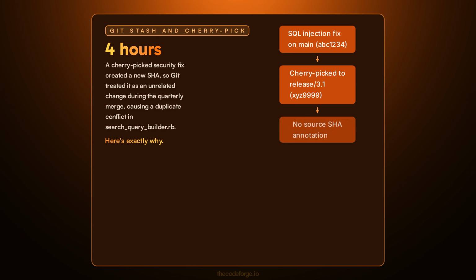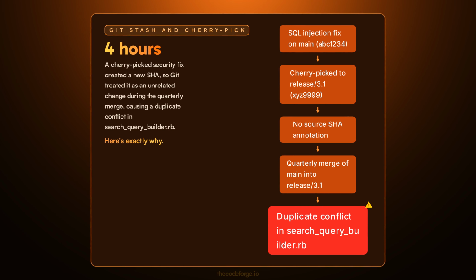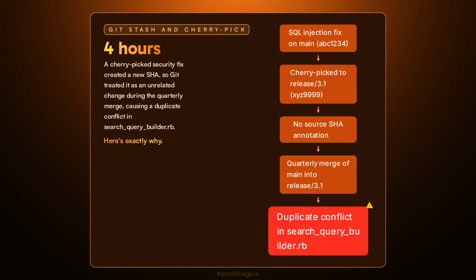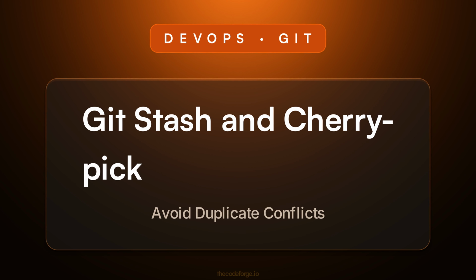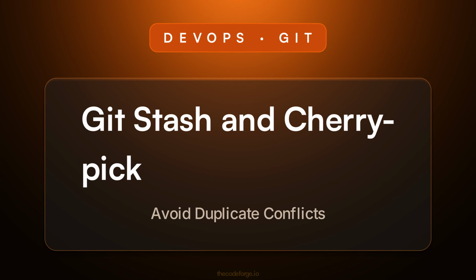A quarterly merge was blocked for 4 hours because a cherry-pick security fix conflicted with itself. The root cause: cherry-pick creates a new SHA, and Git sees it as a completely different change. Let's break down Git Stash and cherry-pick, how it works, and the exact mistake behind that failure.